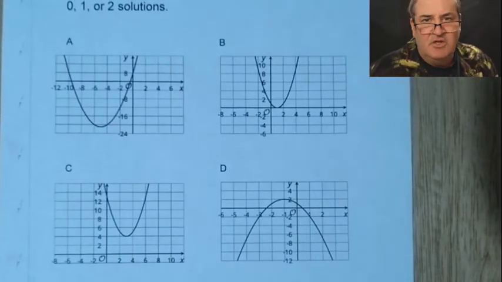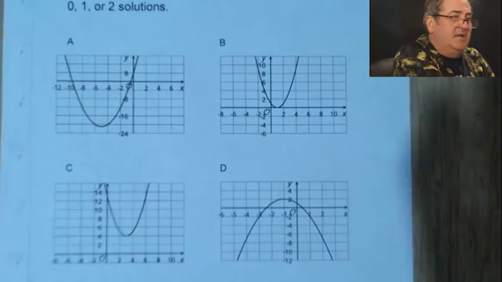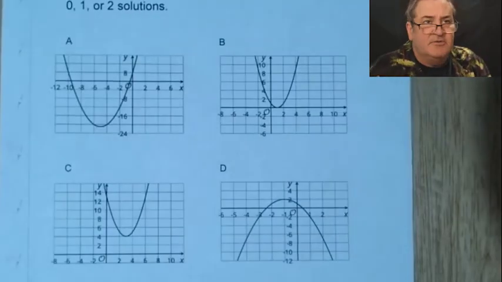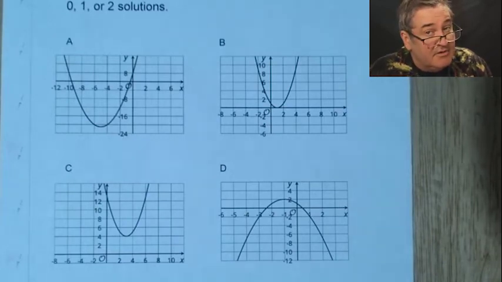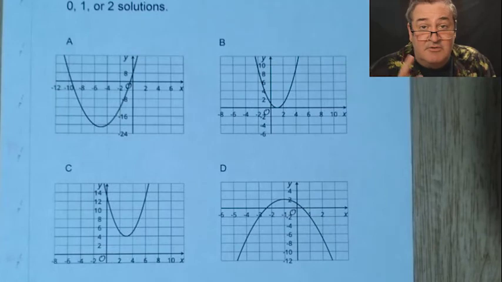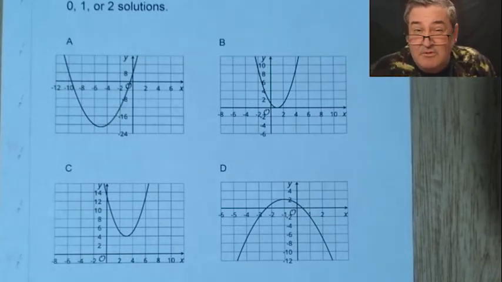Right. So what is a solution? Remember, a solution is when the equation equals 0. When the equation equals 0. So that's a big hint. When does the graph equal 0? That'll tell you, does it have 0 solution, 1 solution, 2 solutions? Because how many times does it equal 0 when you graph it?